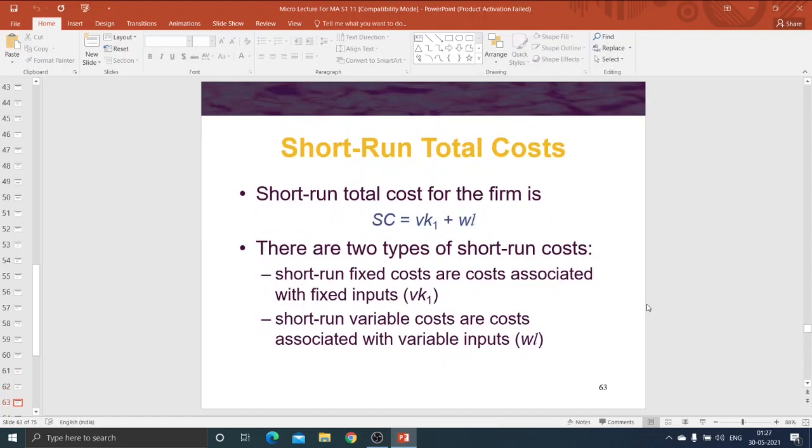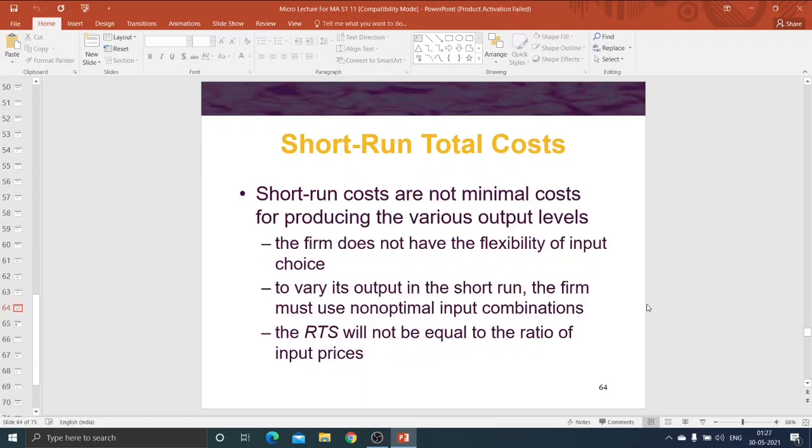In the short run, cost for the firm, SC, that is short run cost, is equal to VK1 plus WL. There are two types of short run cost. Short run fixed costs are costs associated with the fixed input, which we discuss as VK1, whereas short run variable costs are costs associated with variable inputs, WL, that is the wage which is paid to labor. So it is a variable cost.